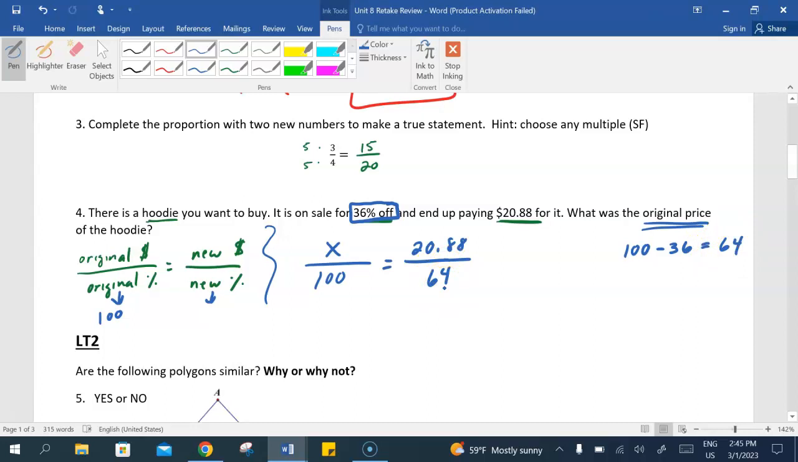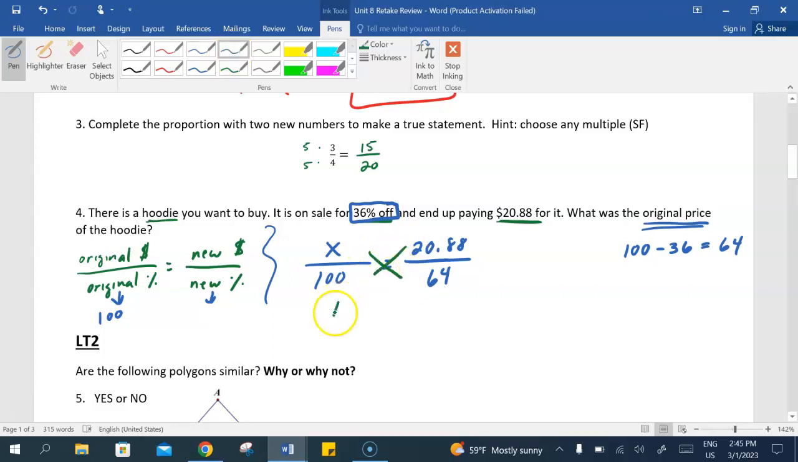If you had an example where you're getting a raise, or you're enlarging a picture like you did above, that's 120%. You're going to add whatever percent they give you to 100 instead of subtracting it like we do here.